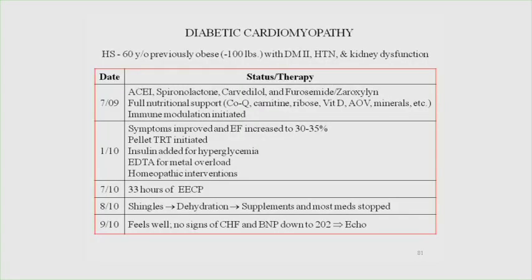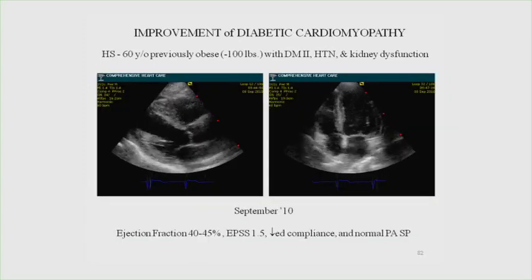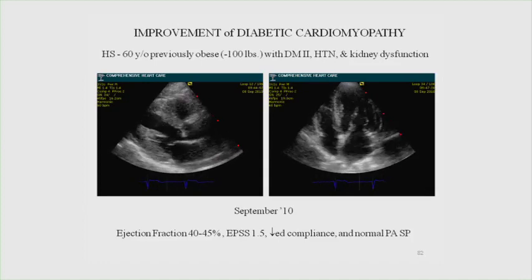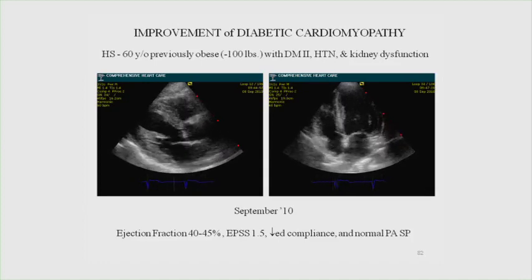Get into the office. So he comes to see me, and I'm expecting to see this guy with a lot of heart failure, but he's got a rash from shingles, but he's feeling good. There are no signs of heart failure. His BNP is only 200, so I repeat his echo, and it's looking an awful lot better. It's nearly normal. The ejection fraction is 40 to 45%.